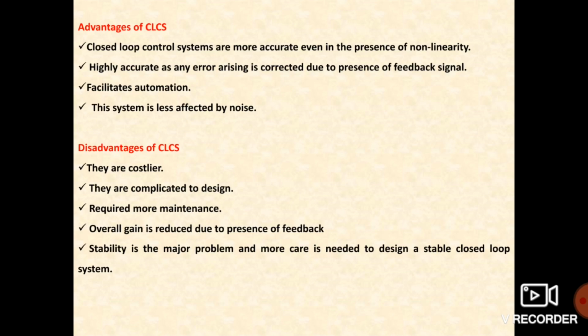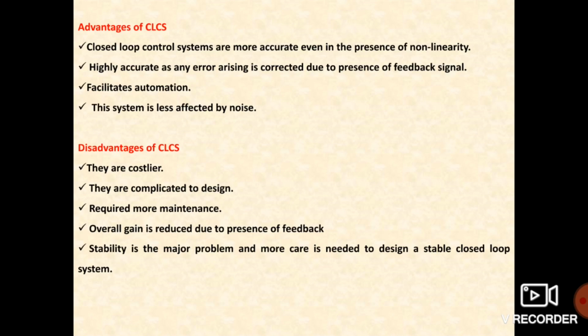That is, for the feedback mechanism itself we have a separate block and all. So the system becomes complex and costlier. And it requires more maintenance because we have several sections in the closed loop system. So it needs more maintenance compared to the open loop system, because there are only two sections, controller and plant, but here we have a feedback element also.